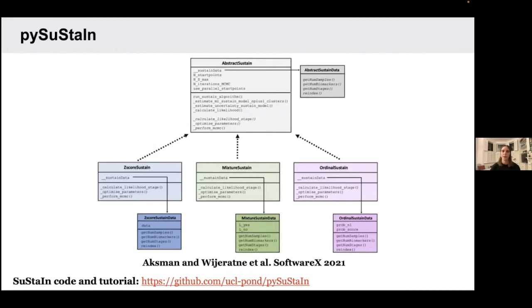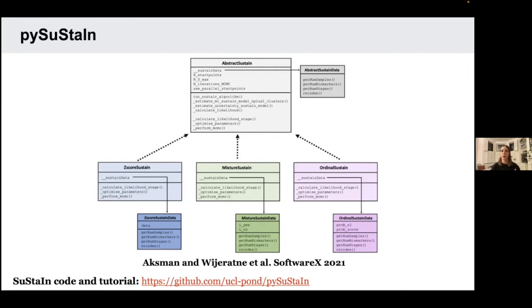So the SuStaIn algorithm can be run using the PySuStaIn package that we've developed, which is available on GitHub, and I put the link below. This is a really nice object-oriented package, which Leon Aksman and Peter Wijeratne have spent a lot of time developing. The great thing about it is that it enables you to plug in different disease progression models to use with SuStaIn. And it also provides the potential to add new disease progression models if you're interested in using a custom disease progression model.